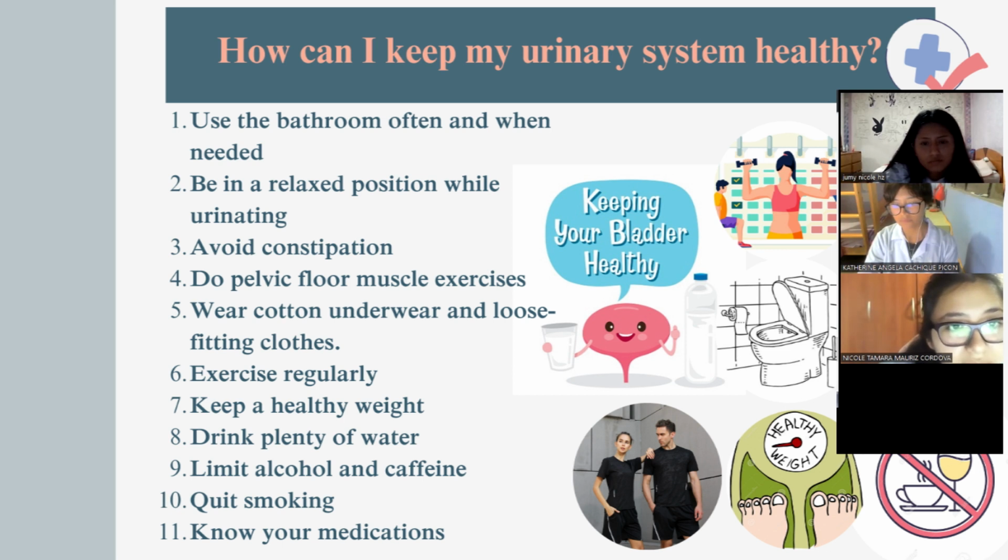So, how can I keep my urinary system healthy? Well, first, use the bathroom often and when you need it. Second, be in a relaxed position while urinating. Third, avoid constipation. Four, do pelvic floor muscle exercises. And five, wear cotton underwear and loose-fitting clothes. Six, exercise regularly. And seven, keep a healthy weight. Eight, drink plenty of water. Nine, limit alcohol and caffeine.